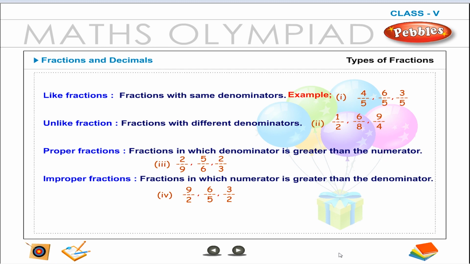Proper fractions. Fractions in which denominator is greater than the numerator. Example, 2 by 9, 5 by 6, 2 by 3. Improper fractions. Fractions in which numerator is greater than the denominator. Example, 9 by 2, 6 by 5, 3 by 2.